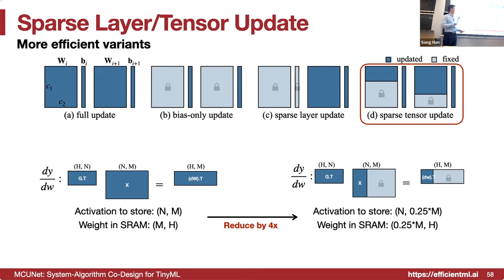What is the benefit of sparse tensor update? Compared with the full update, where dy/dw is equal to the gradient with respect to the activation transpose times the original x, we have to store the entire activation, n times m, in memory, and the weight in SRAM is m times h. But if we only do partial weight update, we only have to store part of the activations. So here we are saving 3/4, and need to only store 1/4 of the activation.